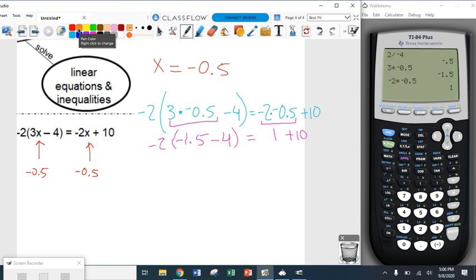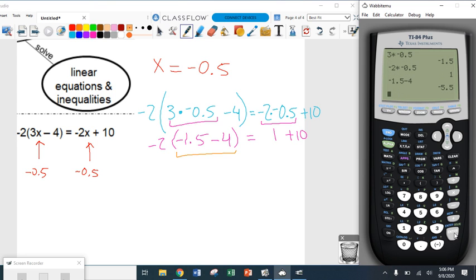Again, I'm sticking with my parentheses first. Negative 1.5 minus 4. I get negative 5.5. Don't forget that's being multiplied by a negative 2 out front. Then, on my right-hand side, 1 plus 10, we know is 11.